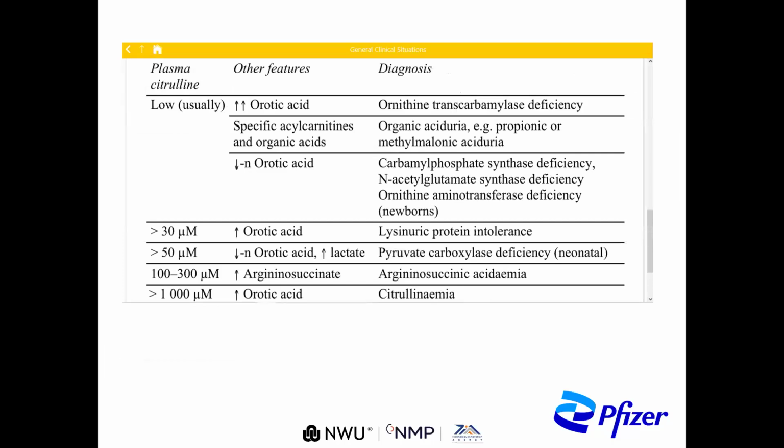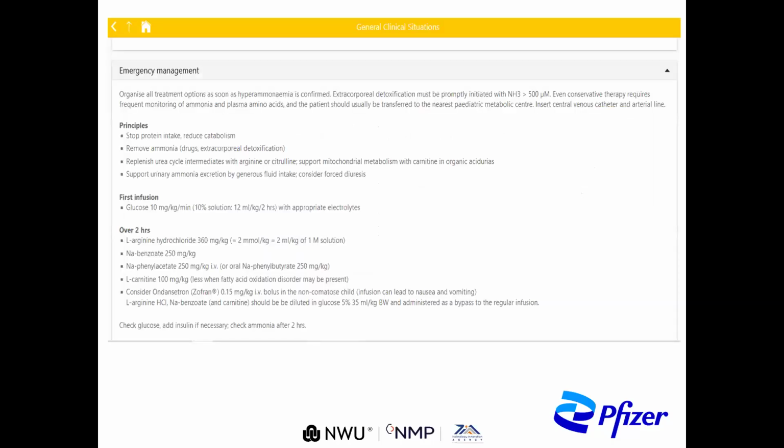For example, if citrulline is low in plasma and orotic acid is elevated, then it is most likely an ornithine transcarbamylase deficiency. But when citrulline is above 50 micromolar, the orotic acid is decreased to normal and the lactate is elevated, it is then most likely a pyruvate carboxylase deficiency in the neonatal period. So once hyperammonemia has been confirmed, emergency treatment can be carried out and the steps for treatment are also discussed.